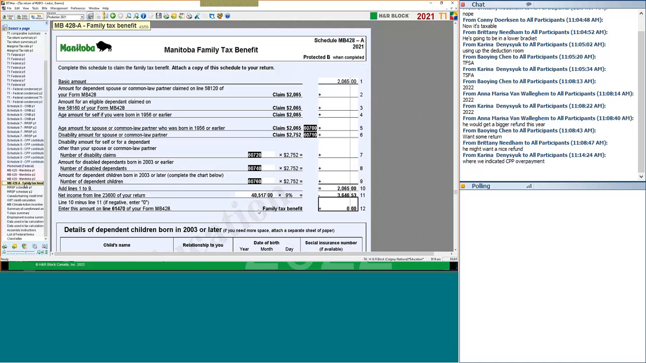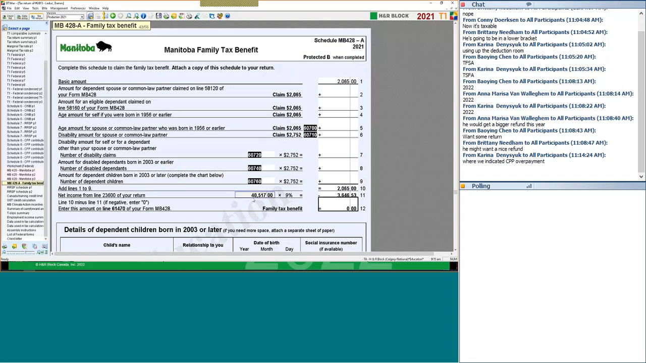Family tax benefit comes from net income. So family tax benefit, because it's based on net income, 9%. Karina, where do we indicate the CPP overpayment? I'll show you that when we get to the last part of the return, because we're going to do refundable credits at the end. But that's a good thing to remember. So if you had a CPP overpayment, you use the allowable amount for the credit and the enhanced portion, the deduction and the credit, and you put the refundable portion at the end of the return.